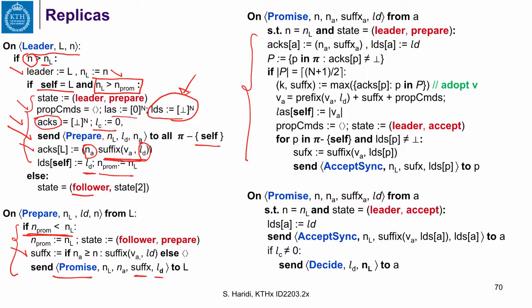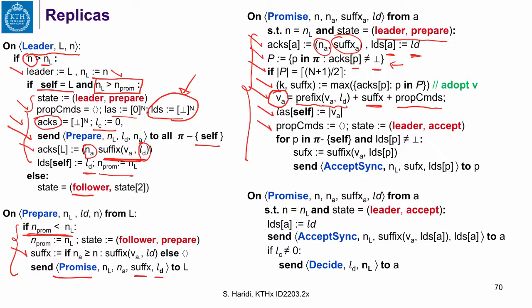So if the leader is in the prepare phase and he's getting a promise, he adds the pair NA and the suffix to the set of acknowledgements. He now knows about the decided sequence at that replica A, and this is a set of the replicas from which I received promises. If that set is a majority, I pick the max, and then I know how to augment my sequence. I take the prefix until it is decided, I take the suffix and I add any commands, and now I have constructed my log, which is VA. And I say now, this is the length of my accepted sequence.